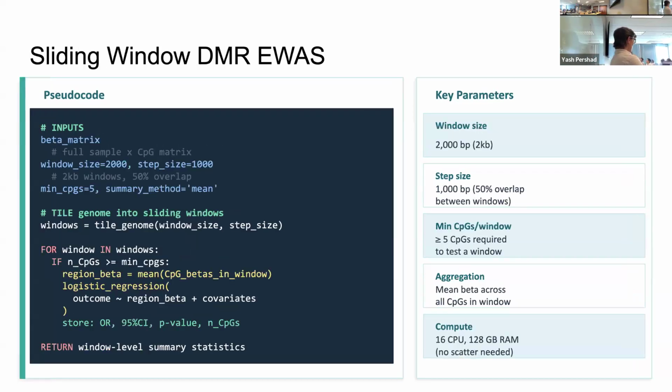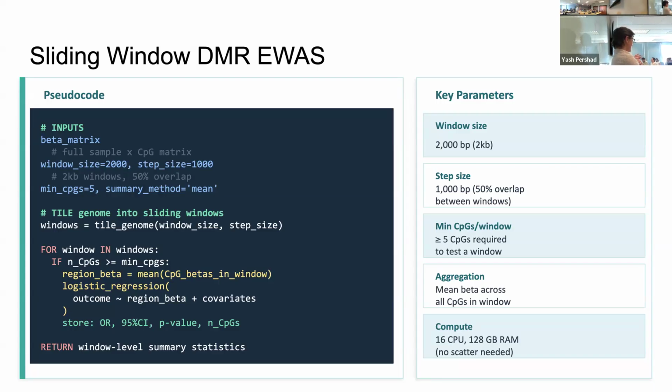Here's an example of the sliding window differentially methylated region EWAS, where you have a beta matrix, a window size, and a step size. You'll note again that they're overlapping. The window size is 2,000, and basically 50% of the windows will overlap with the next one. Then you can set a minimum number of CpGs that you want to include in that window, and you can either take the median or the mean across the CpGs.